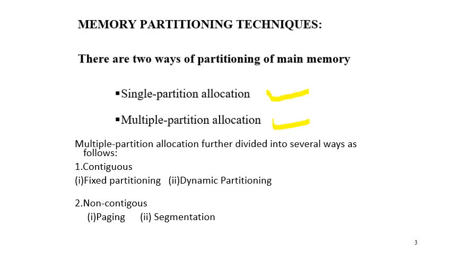Next, there is a base register. The base register contains the value of the smallest physical address, and the limit register contains the range of logical addresses. Each logical address must be less than the limit register, as we have discussed previously. The memory manager maps the logical address dynamically.